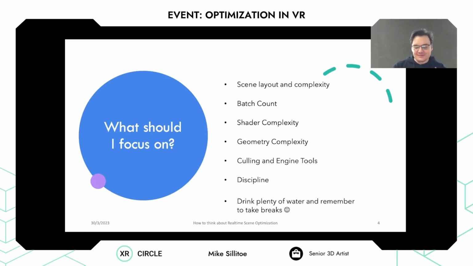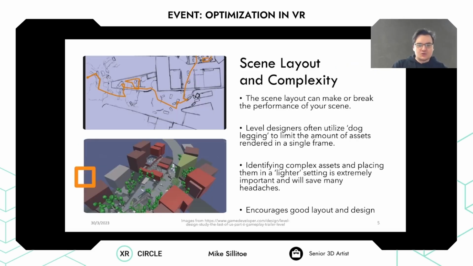But again, this is all focusing on the Quest 2, but I think you might be able to use some of this for other contexts too if you need to. So let's start with the scene layout and scene complexity. On the left there, we've got some images from a blog about the level design study of the Last of Us franchise. It's how Naughty Dog basically plan their levels, block them out, and really test with them as they go. A good scene layout can make or break the performance, to put it that simply.